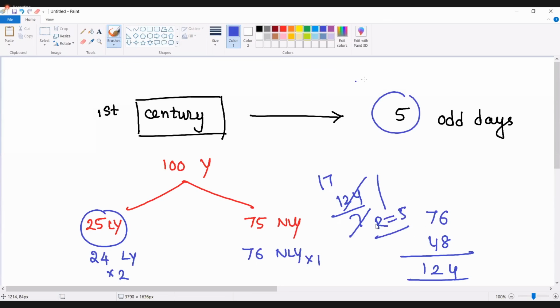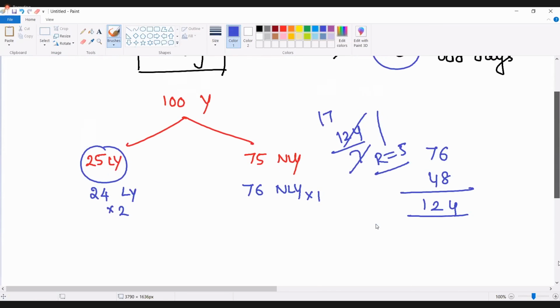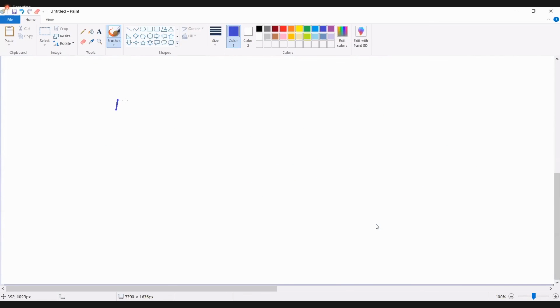So once you know the first century, remaining everything is easy. Actually this calculation is not required to remember, but anyways, asking you to simply learn the first century by heart is not so good. So that is the reason I am trying to tell you the reason. So the first century will be having the number of odd days as 5.